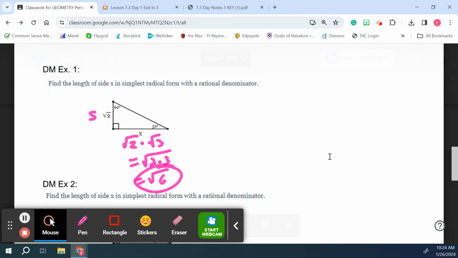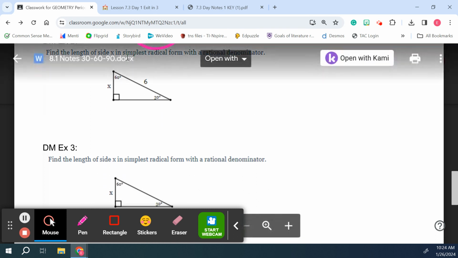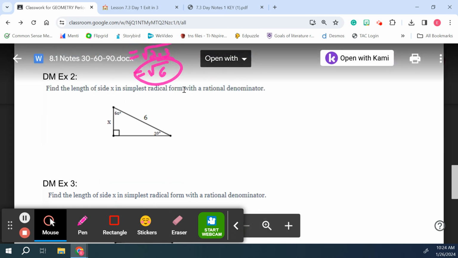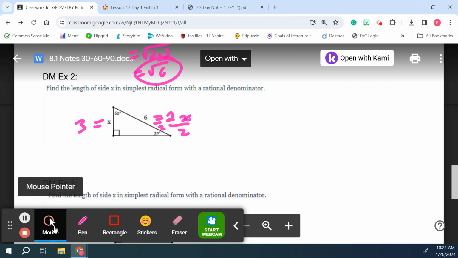Questions on this? All right, so find the length of side x in simplest radical form with a rational denominator. Again, is this the long side, or the short side, or the hypotenuse? It's the hypotenuse. So remember, this is 2 times that short side. I divide both sides by 2. What's the short side equal? 3. Questions?